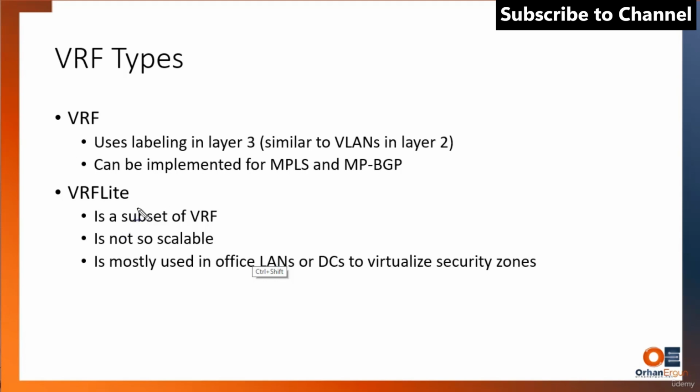But you should know that we have two types of VRFs. One is the actual VRF that everybody talks about. The other is a VRF that nobody talks about so much, as a matter of fact. The actual VRF, which is called VRF, of course, uses labeling in layer 3, exactly like what you have in layer 2. When you have VLANs, you add some tags to make sure that you know which VLAN this traffic belongs to. And VRF uses labels, again, exactly the same as what we use tags in VLANs.